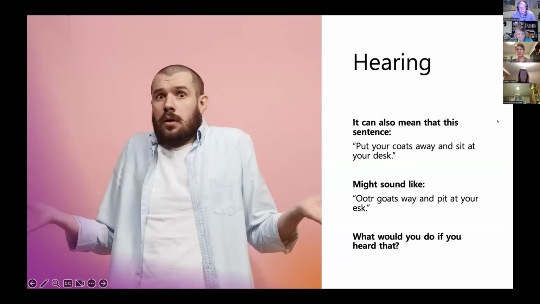Well, here's another example first. Hearing. Inaccurate sensory perception means that this sentence, "put your coats away and sit at your desk," might sound like "utter goats way and pit at your desk." And so what would you do if that's what you heard? You'd probably be like that guy and be like, I don't know.